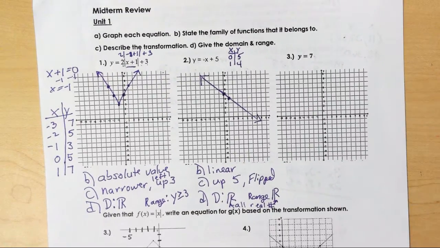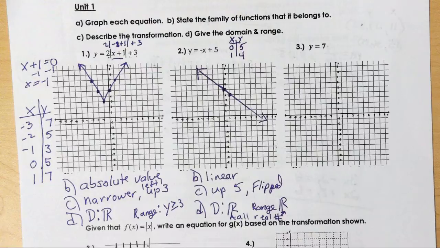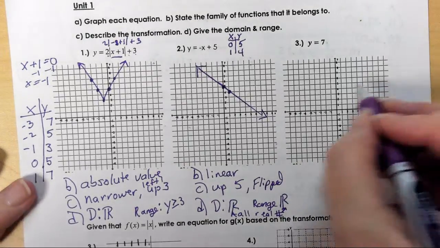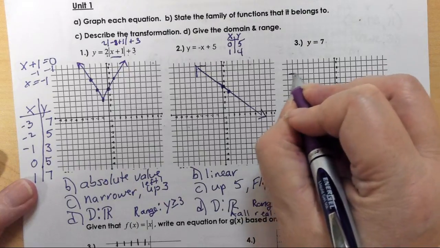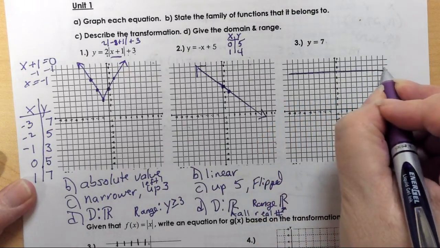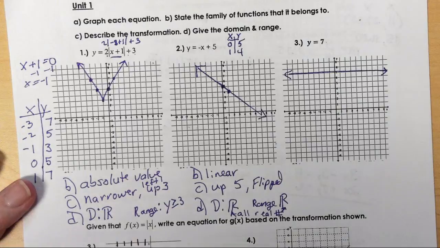Your y equals 7. What type of line is y equals 7? Constant. It is a constant. It is a horizontal line right at 7. So we go to 7. And this is called a constant.